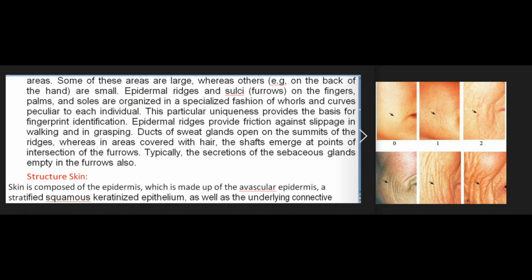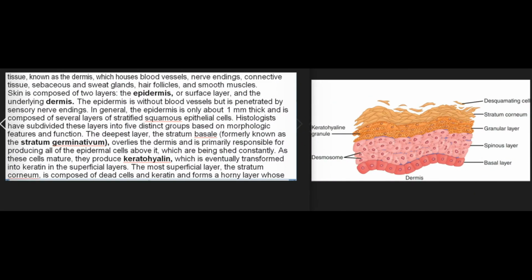Structure: skin. Skin is composed of the epidermis, which is made up of the avascular epidermis, a stratified squamous keratinized epithelium, as well as the underlying connective tissue, known as the dermis, which houses blood vessels, nerve endings, connective tissue, sebaceous and sweat glands, hair follicles, and smooth muscles.